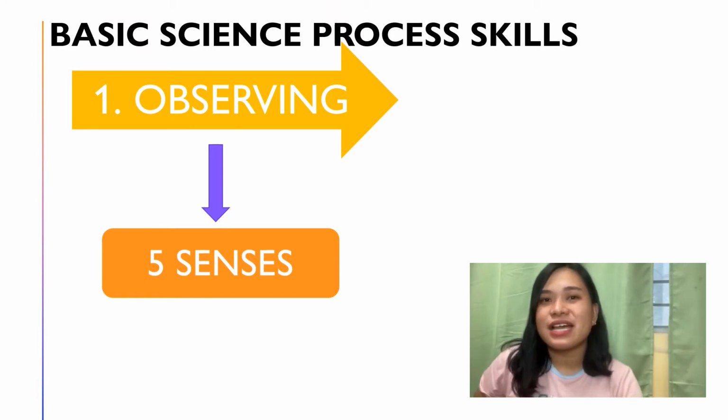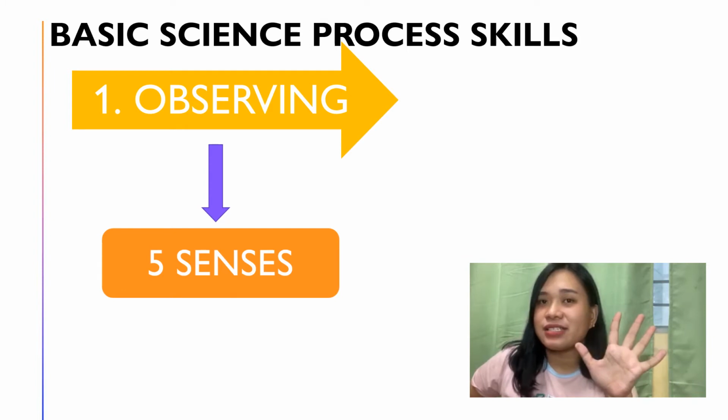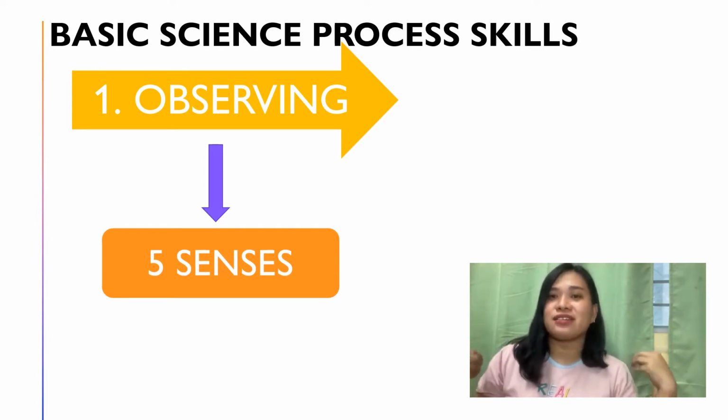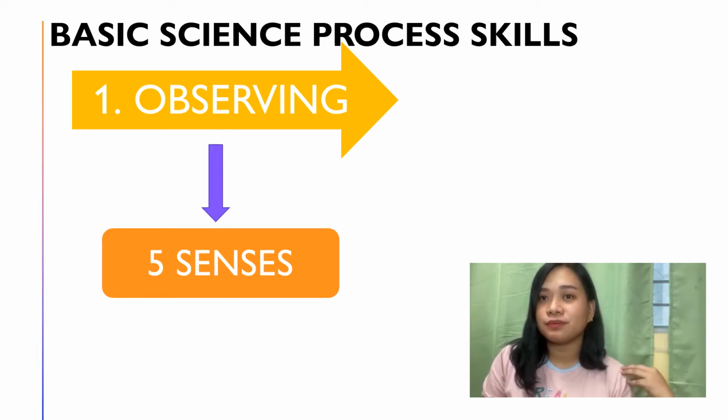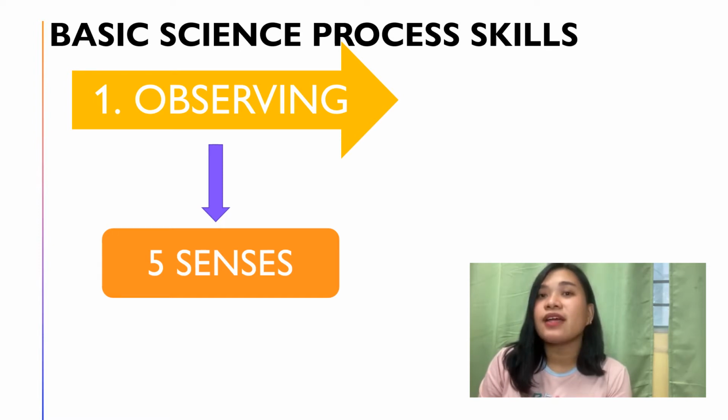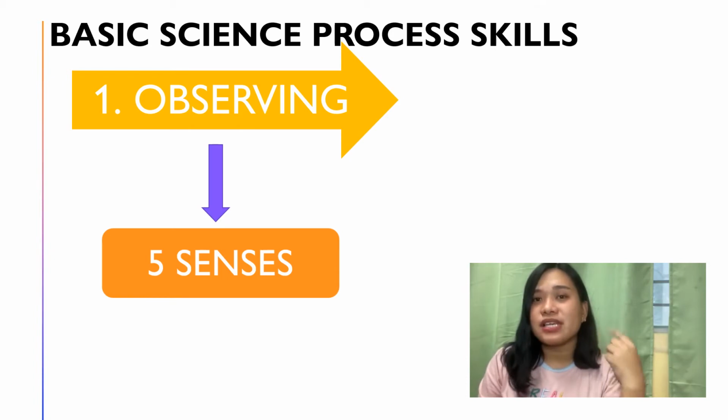The first basic science process skill is observing. When we observe, we use our 5 senses: sense of hearing, sense of sight, sense of smell, sense of taste, and sense of touch. For example, observe my clothes today or my dress. What is your observation? I wear a peach color today. That is an observation. What sense organ did I use? It's right. It's sense of sight because my eyes were able to see the color of my shirt.